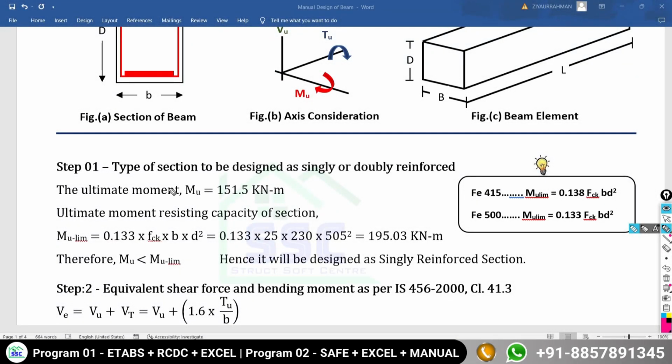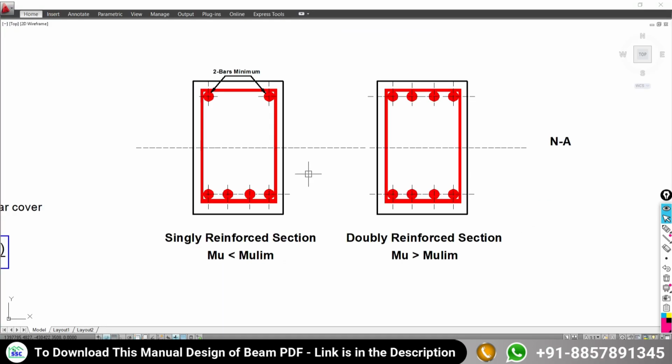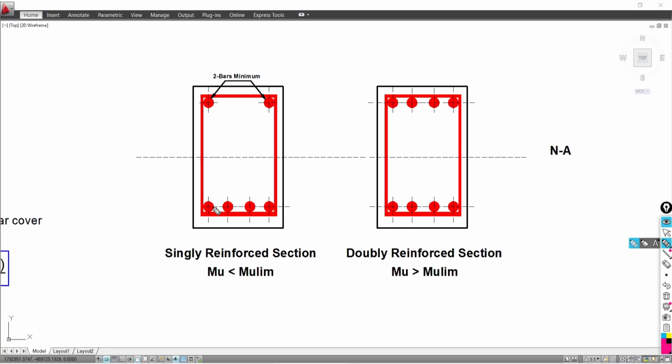In the first step, we have to decide the type of section to be designed, as singly reinforced or doubly reinforced. Here it is important to understand what is meant by the singly reinforced section and doubly reinforced section. A section in which there is a presence of the main reinforcement or design reinforcement, or in another way we can say flexural reinforcement at the bottom face, and there will be no requirement of design reinforcement at the top face, for the case of a simply supported beam, that section we are going to call a singly reinforced section.